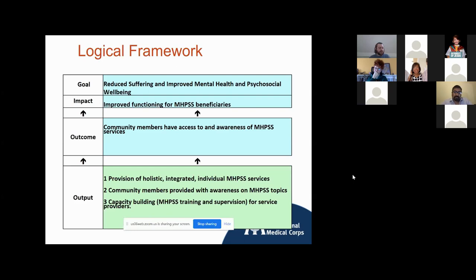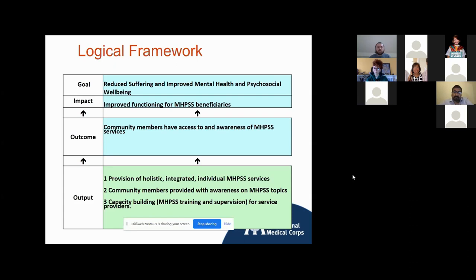And so improved functioning is used as it is a measurement that can include benefits from multiple different services and isn't directly related to one specific service.